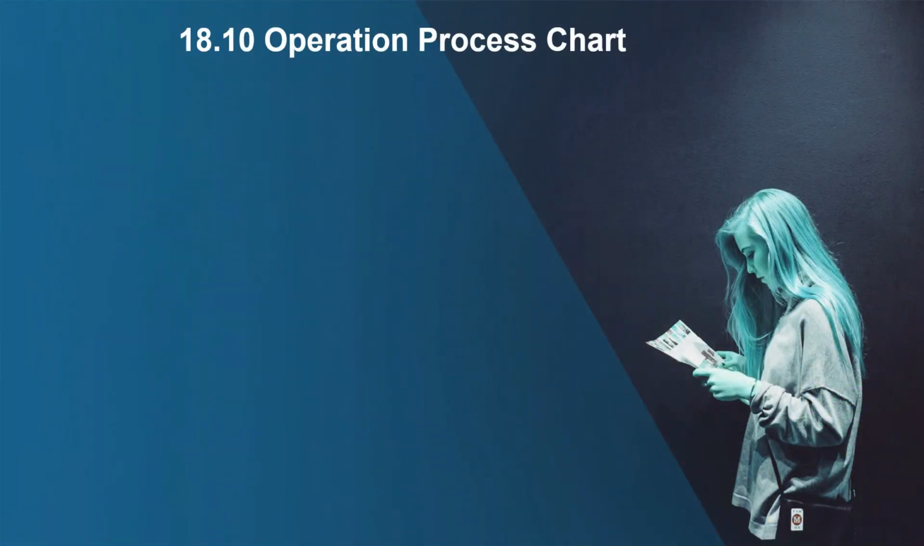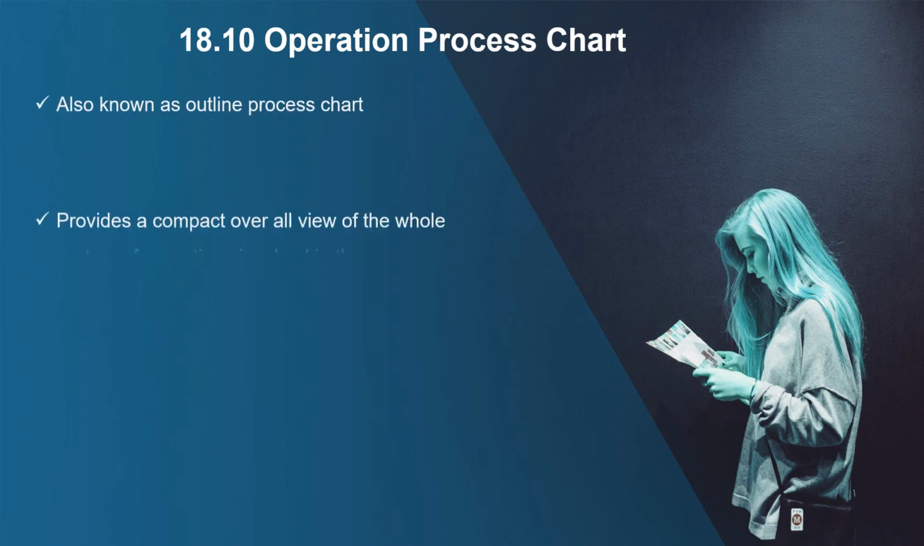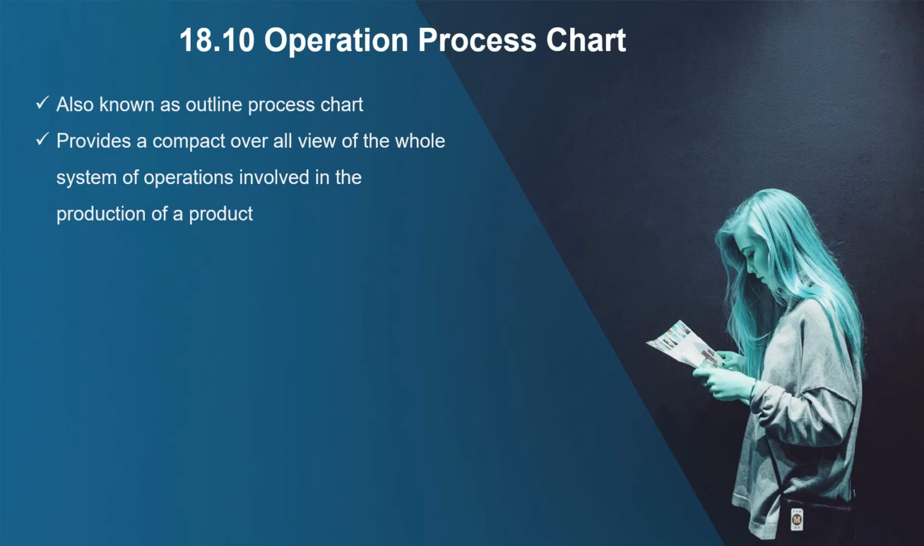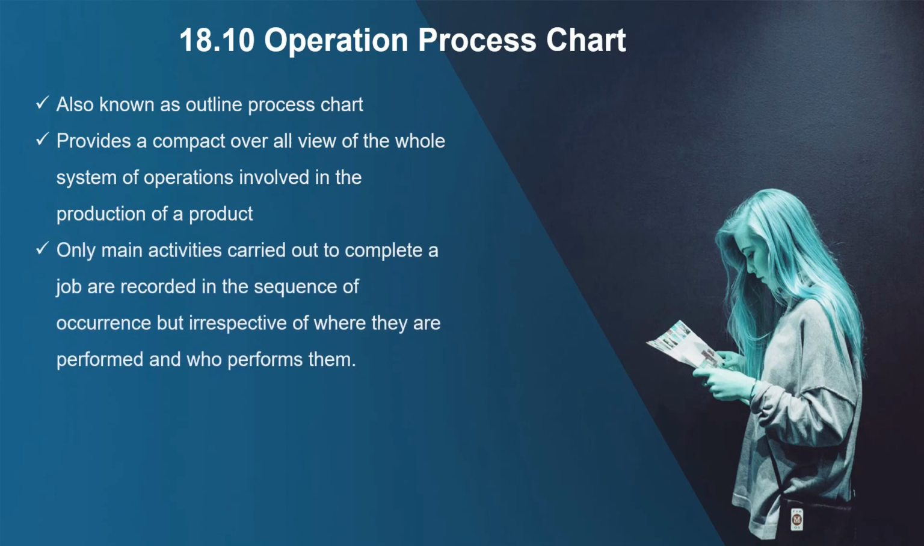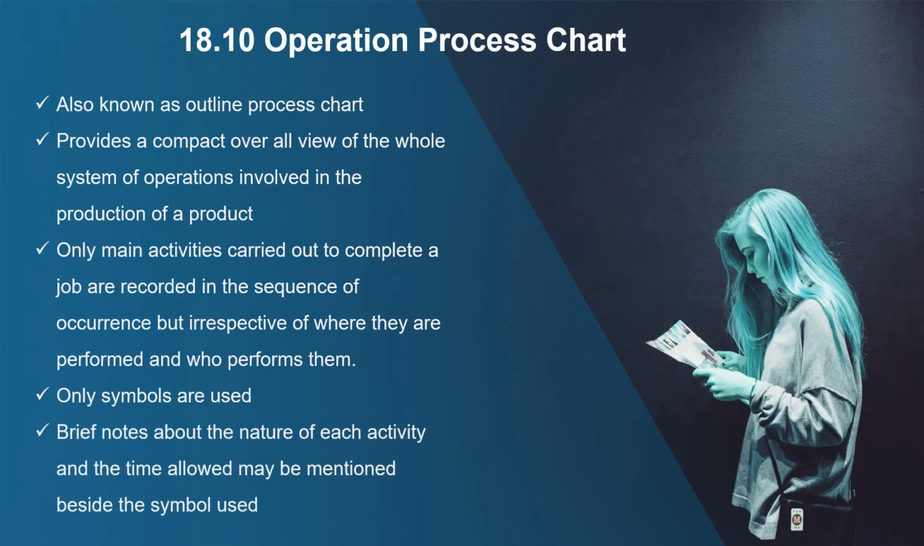Operation process chart. This is also known as the outline process chart, and it provides a compact overall view of the whole system of operations involved in the production of a product. In this chart, only the main activities carried out to complete the job are recorded in the sequence of their occurrence, irrespective of where they are performed and who performs them. Thus, only symbols of the process chart are used in preparing it. Sometimes a brief note about the nature of each activity, whether operation or inspection, and the time allowed are mentioned by the side of the symbols.